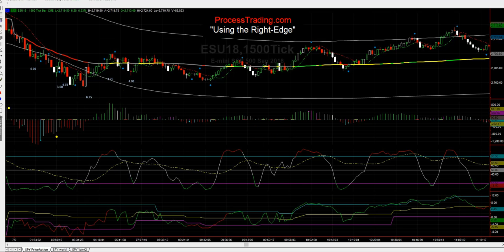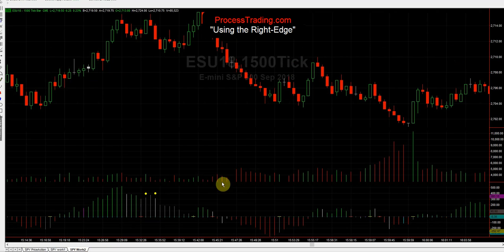So that's what I wanted to show you about the difference between reading the internal energy and just reading volume bars, where this is intuitive, logical, informative, and it gives you an edge in reading what the price action is doing. So if you want to see more about that, you can go over to processtrading.com and look at the indicators in the system. There are blogs and videos over there.